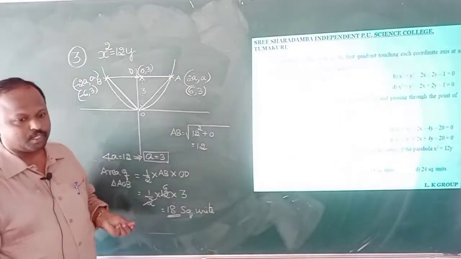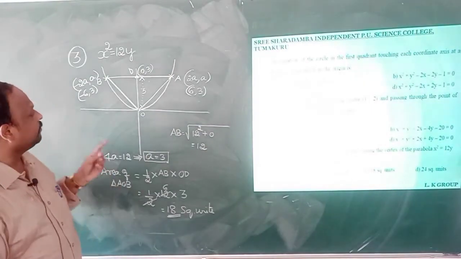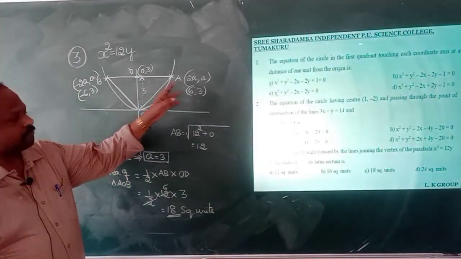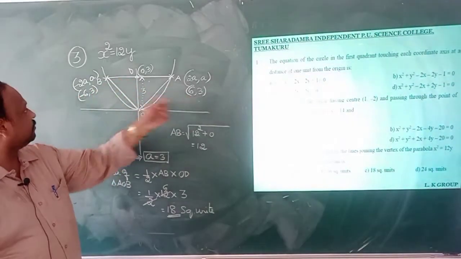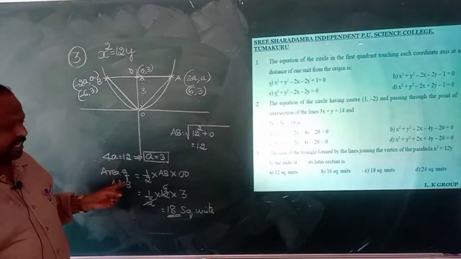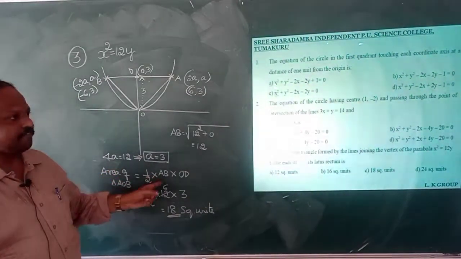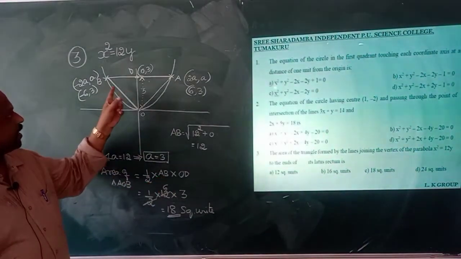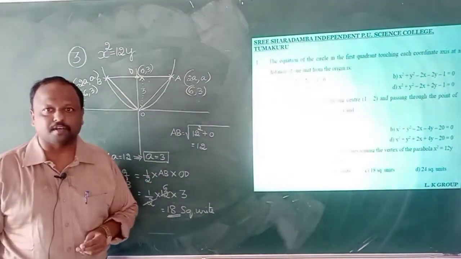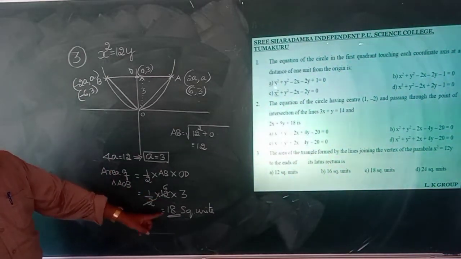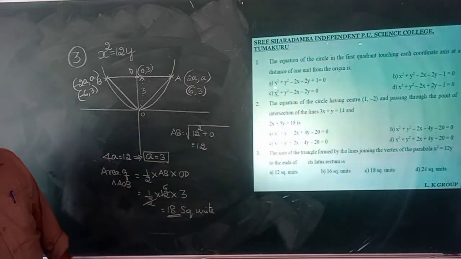Here the parabola x square is equal to 12y, and the parabola opens upwards. The coordinates of the latus rectum ends are 6, 3 and minus 6, 3. The area of a triangle is given by half into base into height. The base, that is AB, can be found using the distance formula. So therefore half into 12 into 3, that is 18 square units.